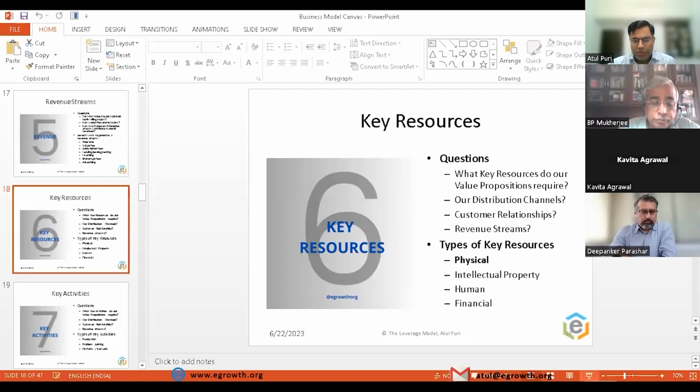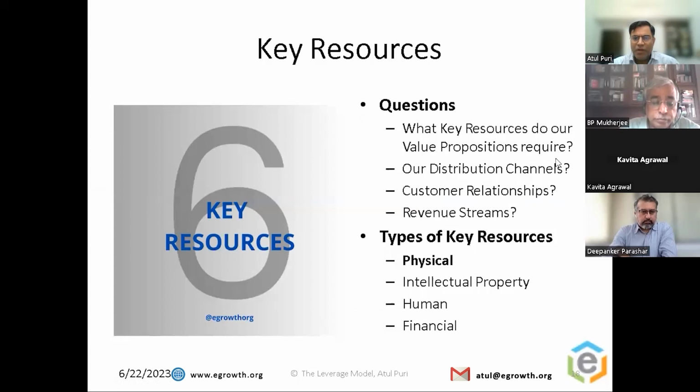So coming to the key resources, what are the key resources that we need to deliver the value proposition? What are our distribution channels, customer relationships, revenue streams? So we spoke about the physical infrastructure, which can be the buildings, the factories, the warehouses, and the likes. The intellectual property, the human resources.